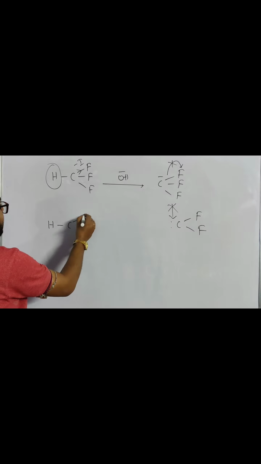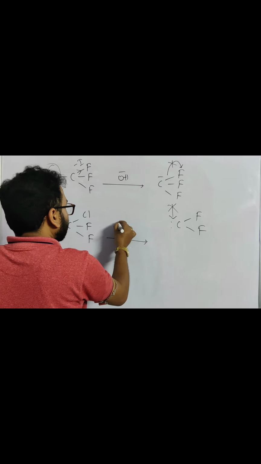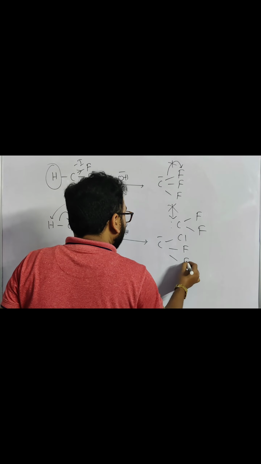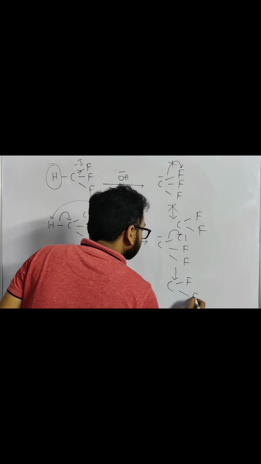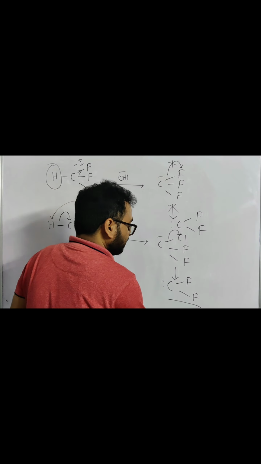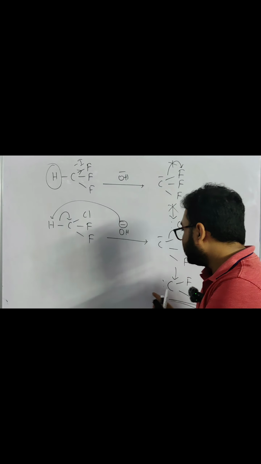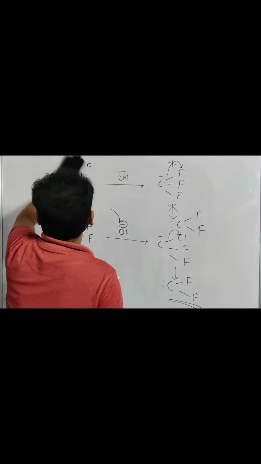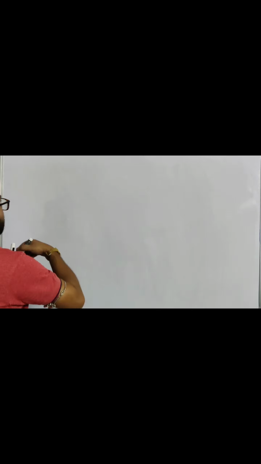But think if we take this as the reagent. Again H will be abstracted, and now we have chlorine to leave and we will get this difluorocarbene. Now think what will happen when this carbene reacts with phenol. This is quite imaginary or hypothetical, but it will help to understand chemistry better.